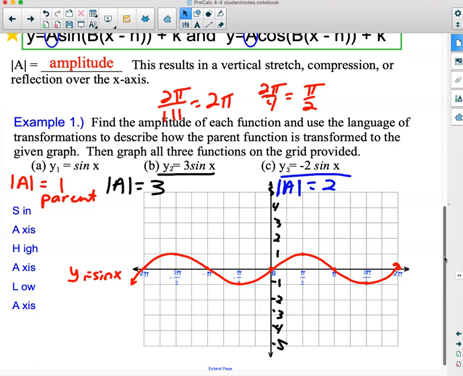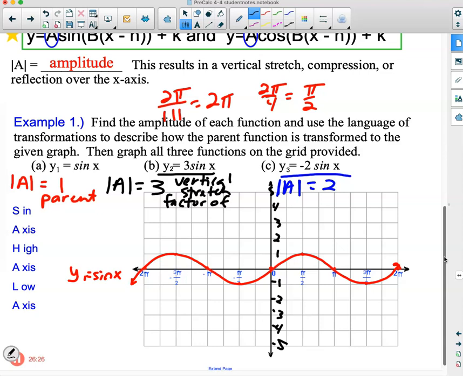Now, I go to the second one. Use the language of transformations to describe that function. Well, that 3 in front, that's a vertical stretch, factor of 3. Remember, when that number is bigger than 1, it's a stretch. So vertical stretch, factor of 3. Wow, that complicates things. No, it doesn't. Because all it means is wherever our y's are, we're going to multiply them by 3. And remember, we have some really nice y's on here.